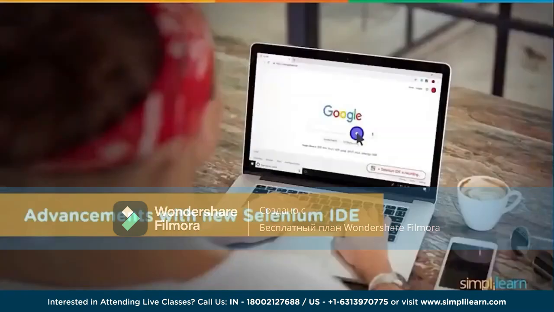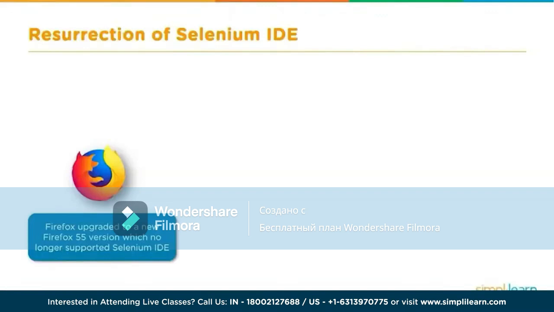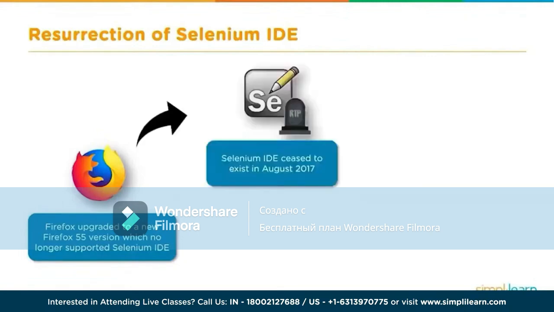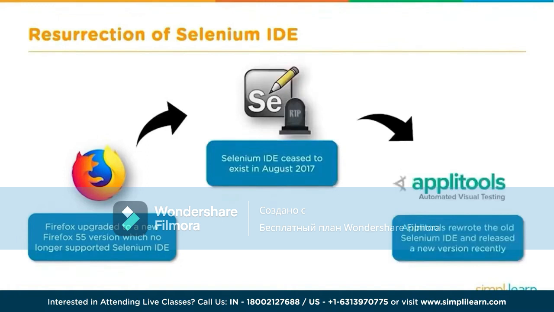Advancements with the new Selenium IDE. Back in 2017, Selenium IDE development was completely stopped. The last supported Firefox version where this IDE was available as a plugin was Firefox 54. From 55 onwards, the integration point was removed, or it was completely broken. However, recently, Applitools helped revamp much of the Selenium IDE code. They basically rewrote the whole IDE code, and now they have released a new version under the Apache 2.0 license, and it is completely managed by the Selenium community.